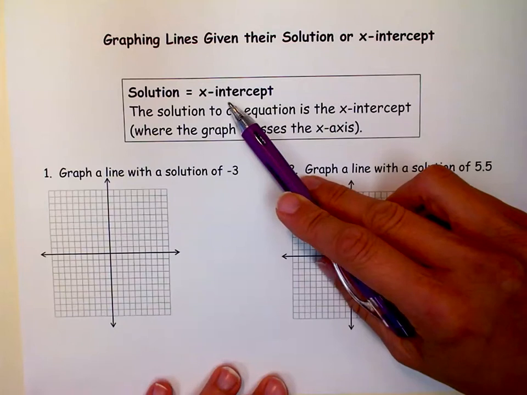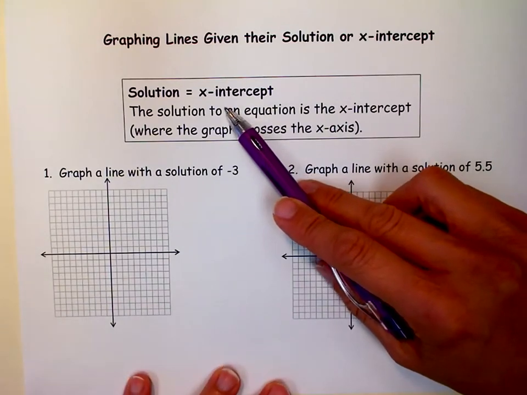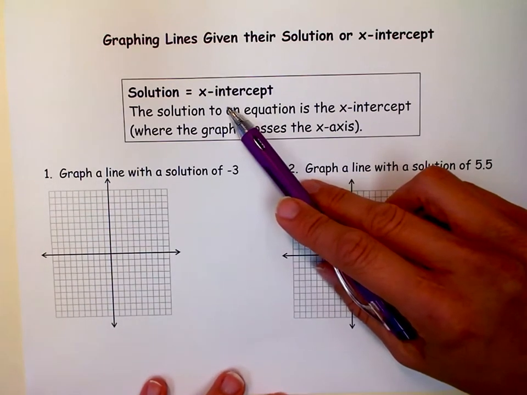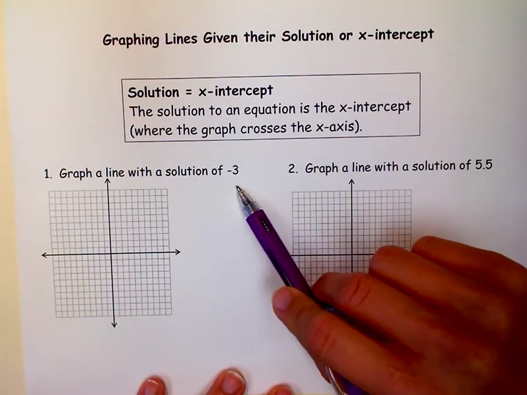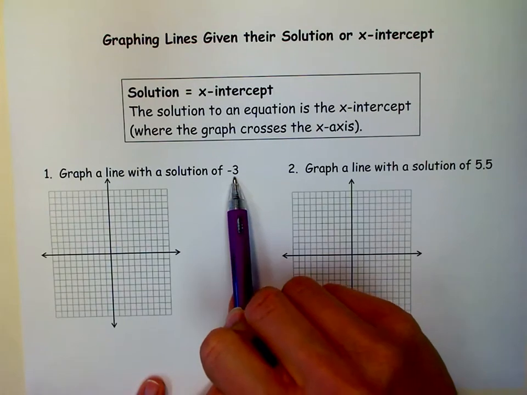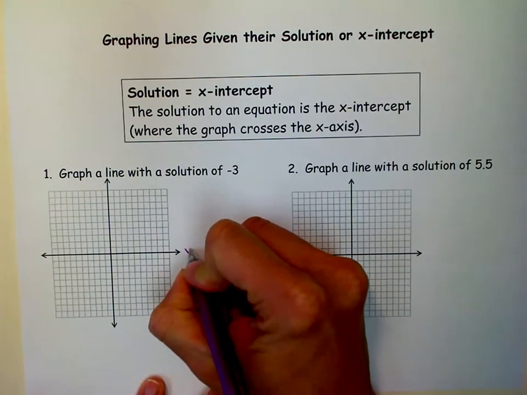Later when you study in math, you'll also know that there's other names for it, like zeros. That's another name for a solution or an x-intercept. So what we're going to do is, we don't know anything about the line except the solution. So we're going to graph a line that has a solution of -3, which means it has an x-intercept of -3.